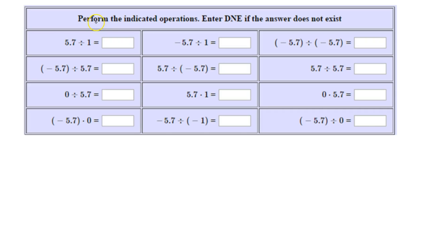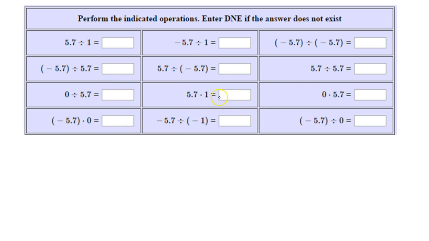In this homework example, you're asked to perform the indicated operations. Enter DNE if the answer does not exist. So let's take a look and try to get an overview of the type of problems we have here. I'm seeing that they're mostly division problems.